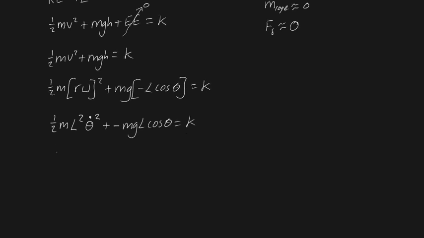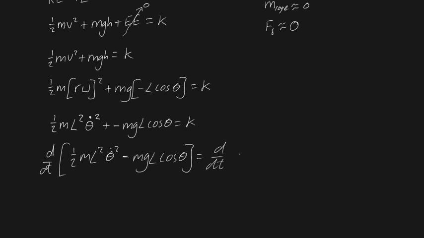So what I'm going to do is differentiate both sides with respect to time, and I'm going to get a half m L squared theta dot squared minus mgL cosine theta is equal to your derivative with respect to time of k. Now what's the derivative of anything with respect to a constant? It's going to be 0, right?